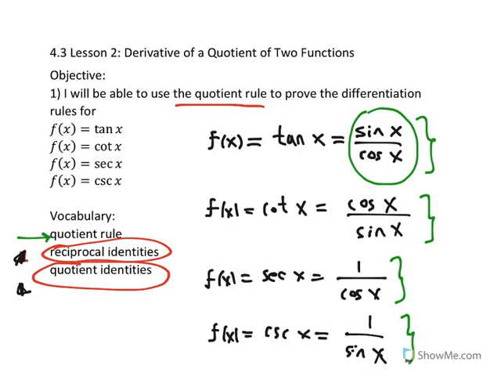So that's what we'll see. Once we apply the quotient rule to each of these four functions, we will get the derivative of each of these four functions, and we'd like to simplify each derivative so that it's in a particular form that everybody has agreed to as the conventional form for the derivative for each of these four functions. So our objective, once again, is to use the quotient rule to prove the differentiation rules for these four functions.